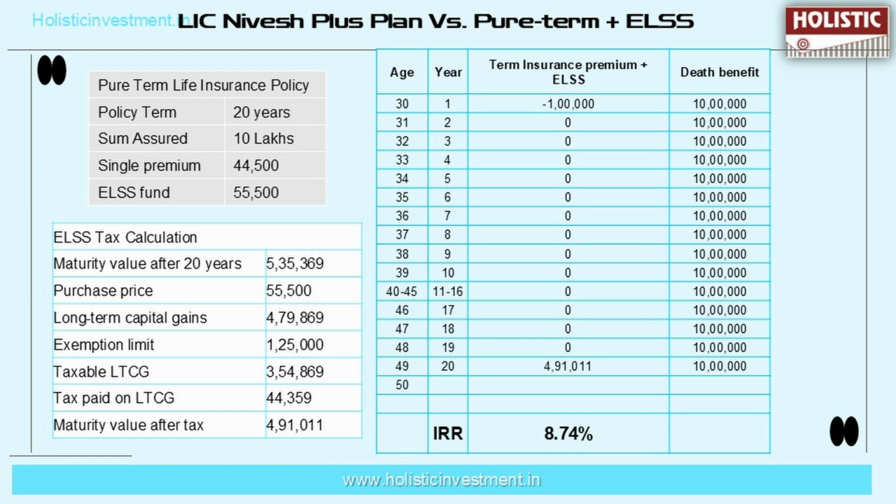For life cover, let us take a pure term life insurance policy. A pure term policy for a sum assured of rupees 10 lakhs would cost rupees 44,500 single premium. The policy term is 20 years. Out of rupees 1 lakh, the balance 55,500 is invested in ELSS fund.